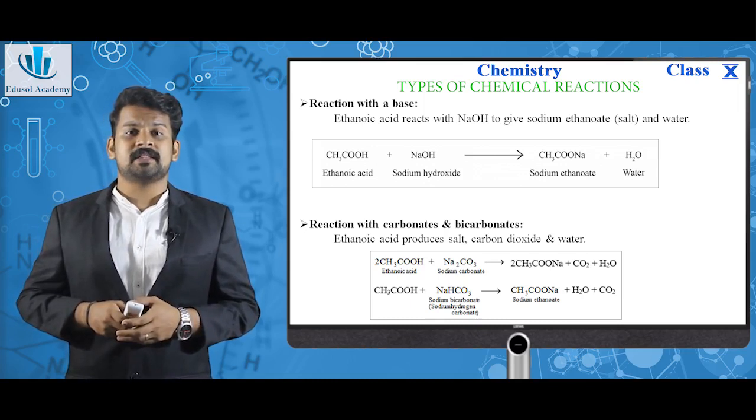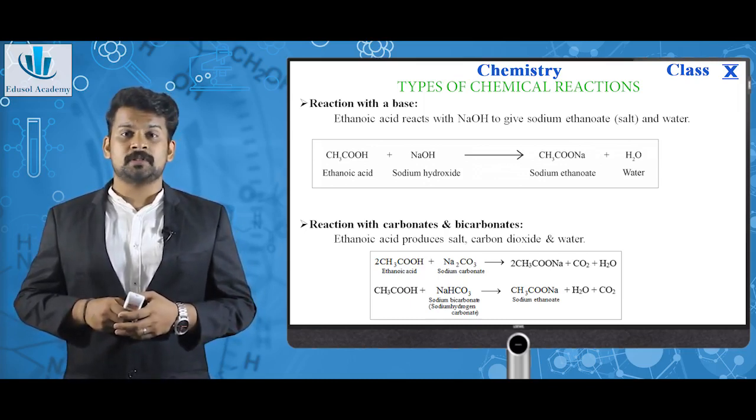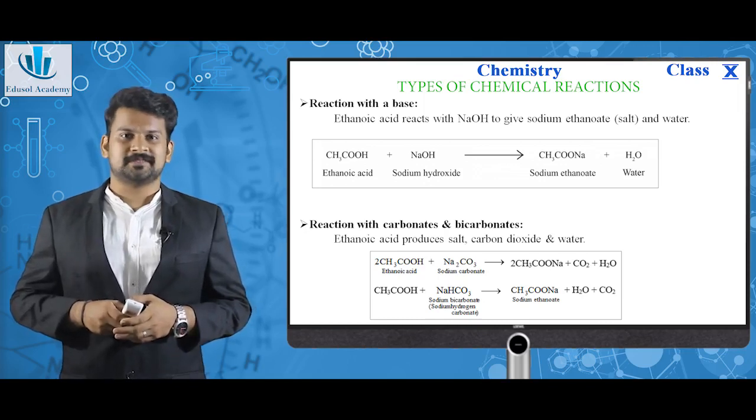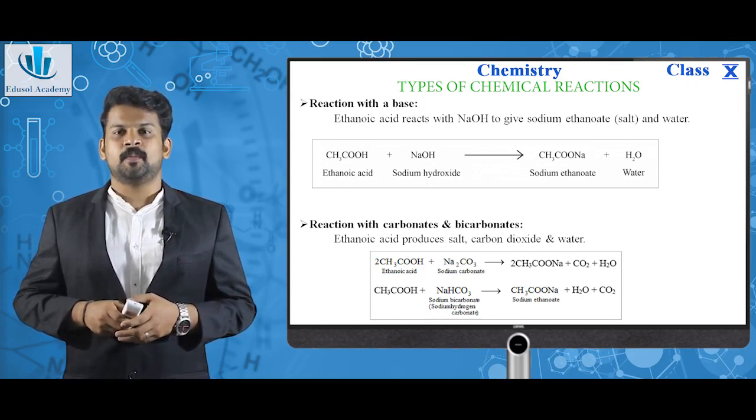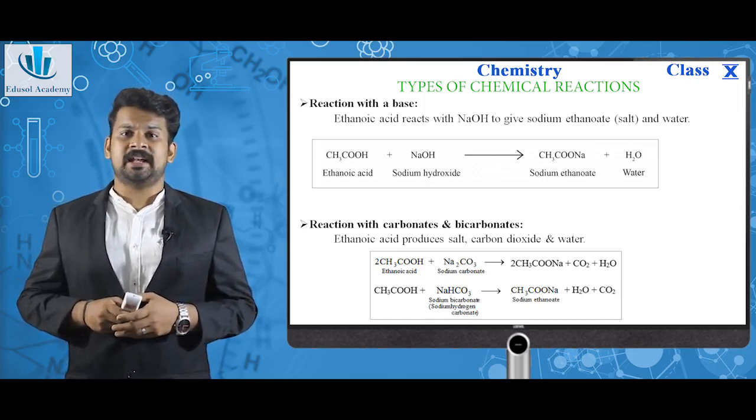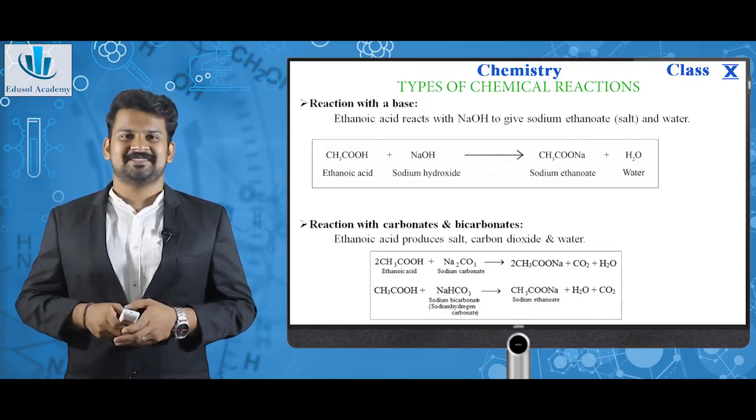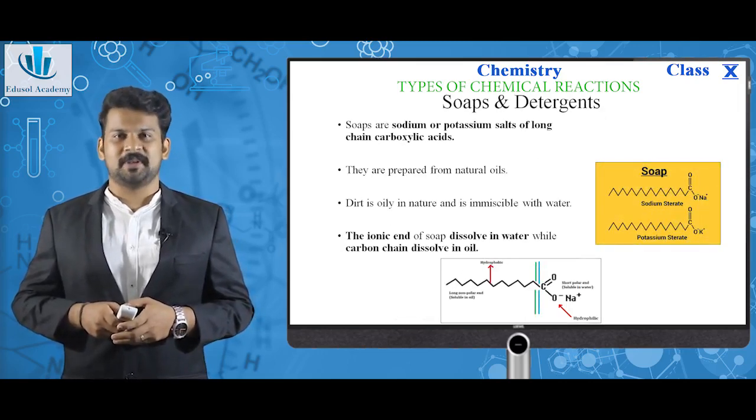Similarly, reaction with carbonates and bicarbonates. Ethanoic acid produces salt, carbon dioxide and water. CH3COOH plus Na2CO3 giving CH3COONa plus CO2, carbon dioxide, plus H2O, water. Similar is the case with bicarbonate.